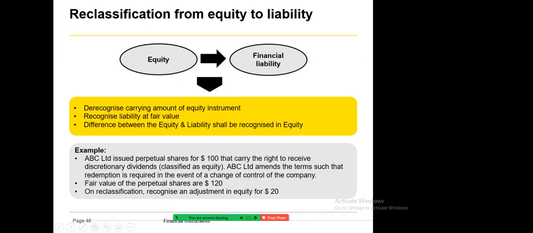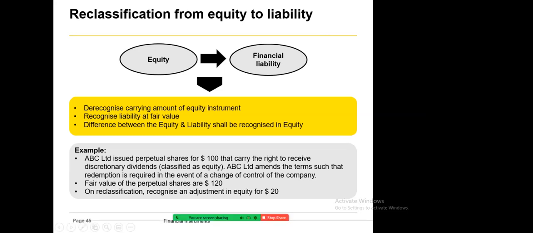Example, ABC Limited has perpetual shares for $100 that carry the right to receive a discretionary dividend. Discretionary dividend means it will be classified as equity. Why? Because equity shareholders are the ones who get the discretionary dividend. That is, if the company would like to pay the dividend, the company will pay, but the company does not have any contractual obligation to pay.